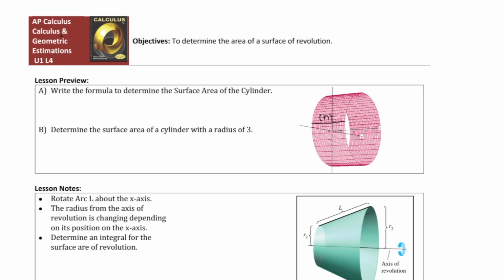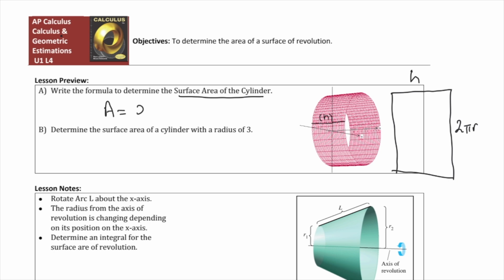For today's lesson preview, you would write the formula for the surface area of a cylinder. So if you take your cylinder and you stretch it out, you're going to get the shape of a rectangle where one side has a length of h and the other side is actually the circumference of your circle. So that'll be 2 pi r. And then when you find the area, your surface area, your area will be 2 pi r multiplied by h.